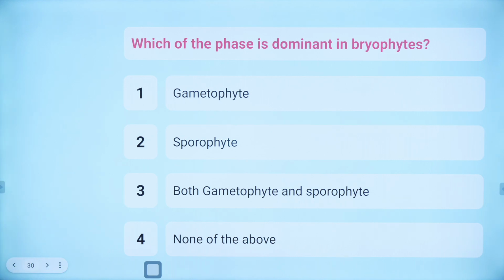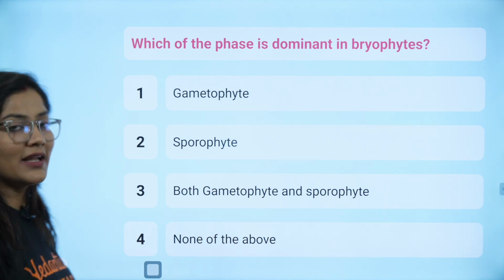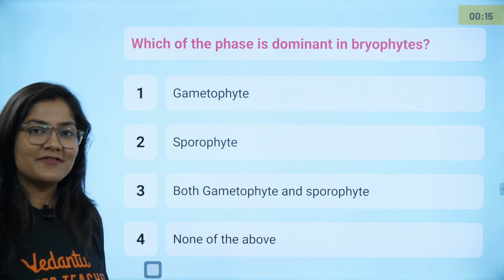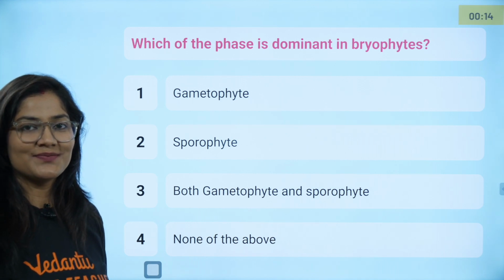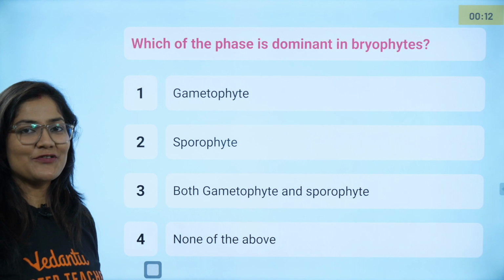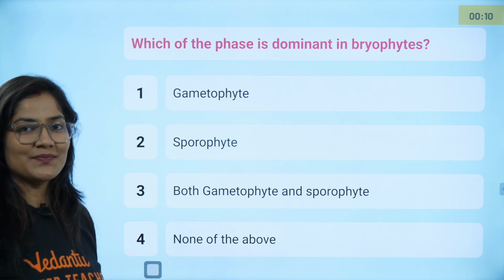Next one, which one of the following phases is dominant in your bryophyte? So it's a very nice question. Gametophyte, sporophyte, both gametophyte and sporophyte, and option 4, none of the above. So your time to select the correct answer starts now. Let's see how many of you are going to give me the correct answer.